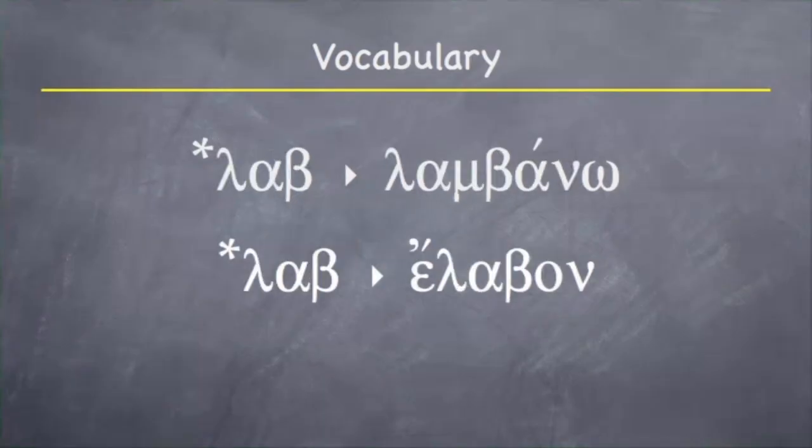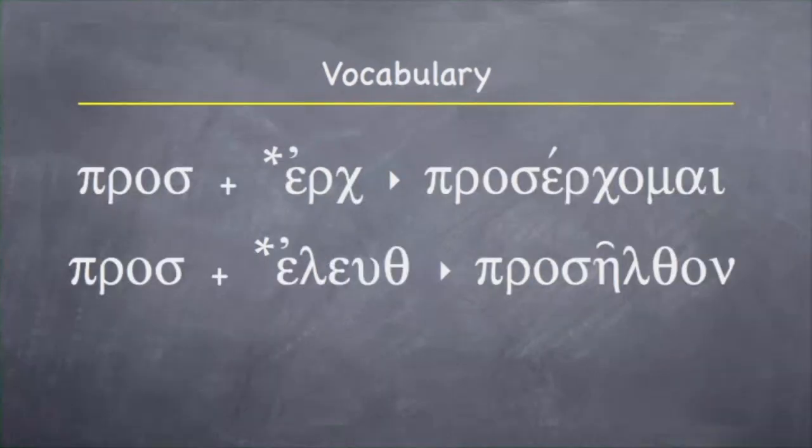All right. Lambano, we've already talked about, comes from the root lab, so you have a second aorist. It's elabon, no big deal. Another compound with erchomai, this time is proserchomai, so the aorist is proselthon.